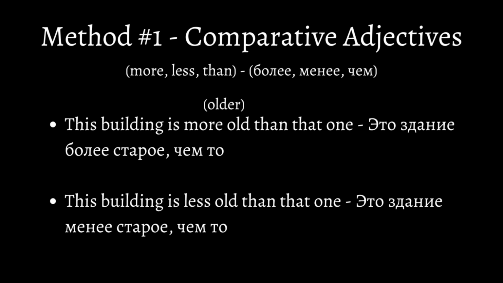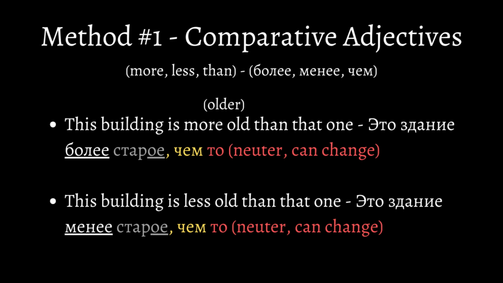Here are two useful phrases. This building is more or less old or older than that one. Это здание более or менее старое, чем то. We use the conjunction чем by placing it after the adjective and following a comma. The comparison in the end, то, is the neuter way of saying that one.